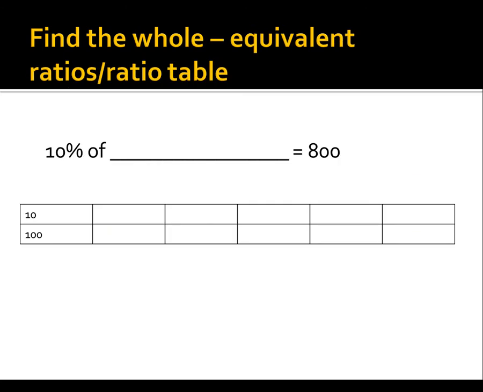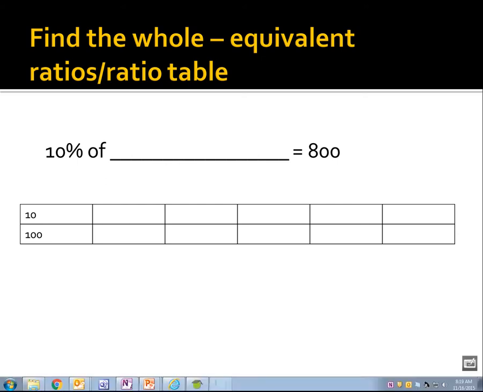So there's another way of doing 10% of blank equals 800. We could have looked at equivalent ratios. So here, we have $800 on the top, and then we don't know what is on the bottom. Now, this is the part where I want to show you guys an equivalent ratio that will help you get used to all these concepts.